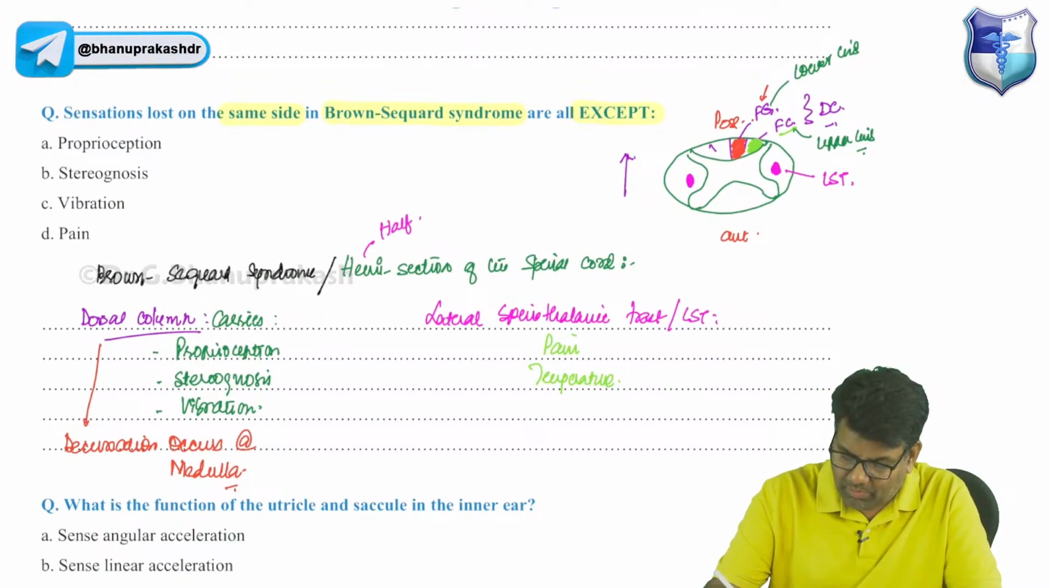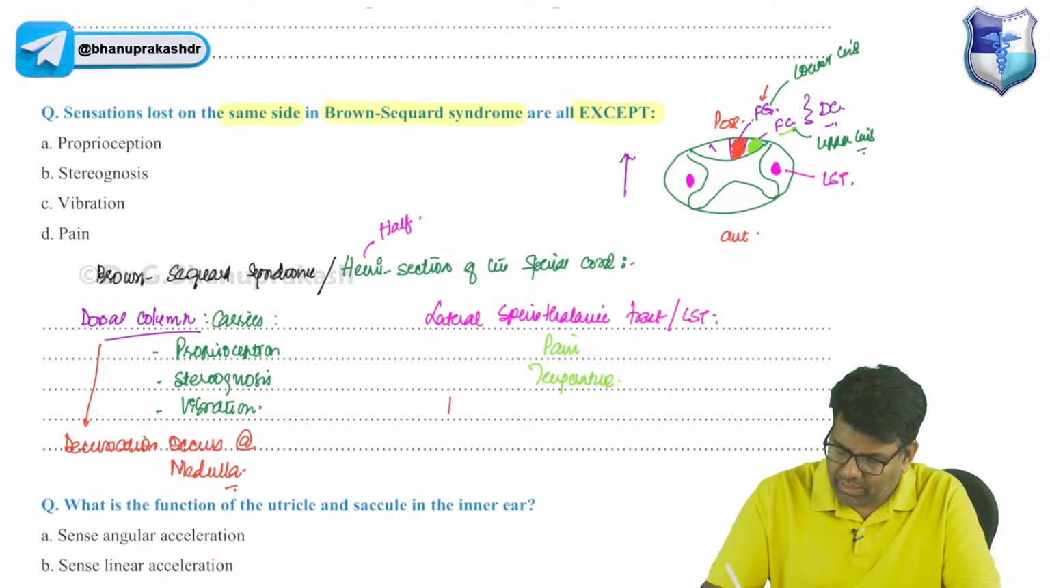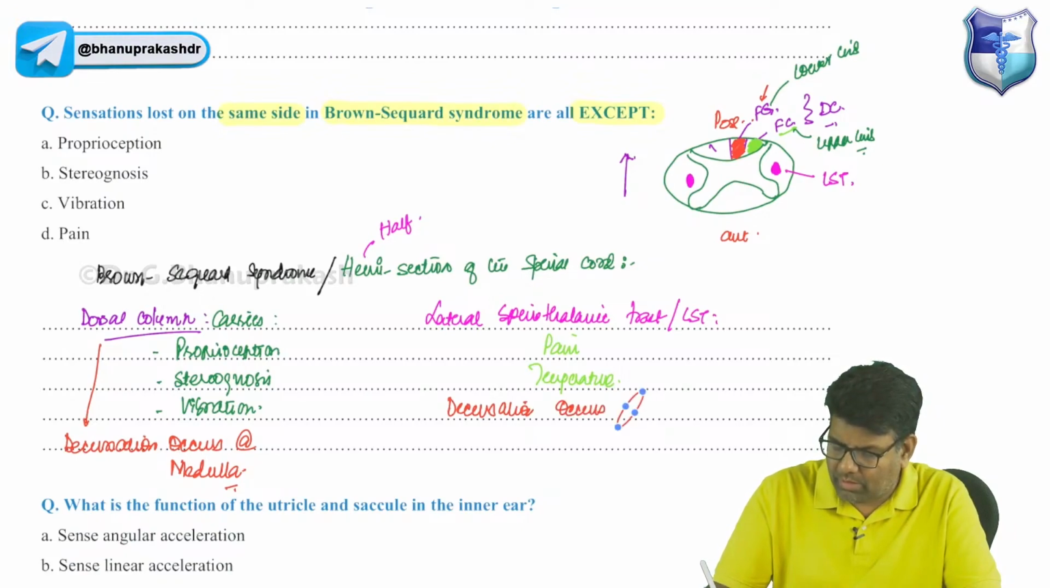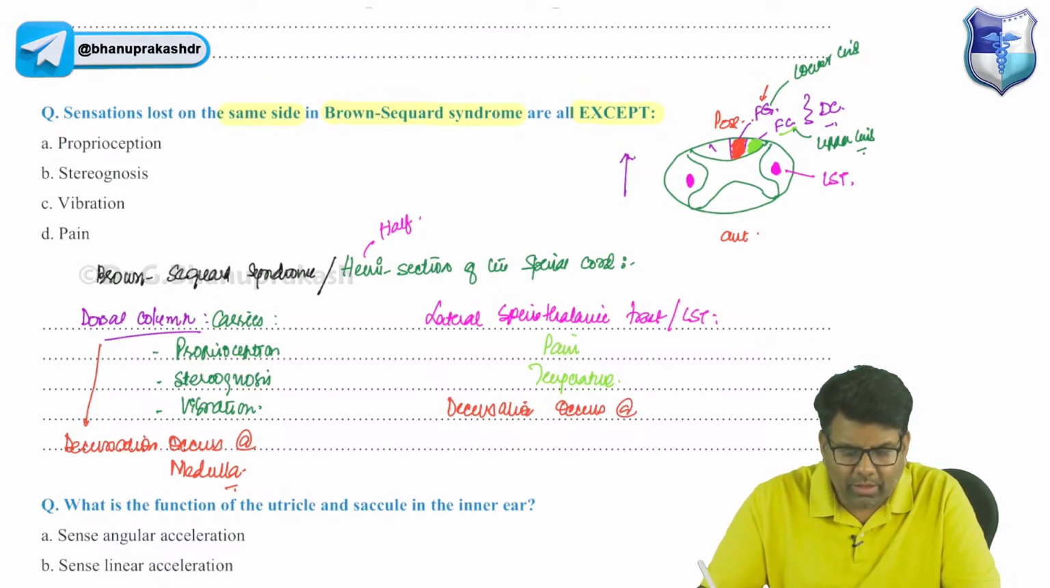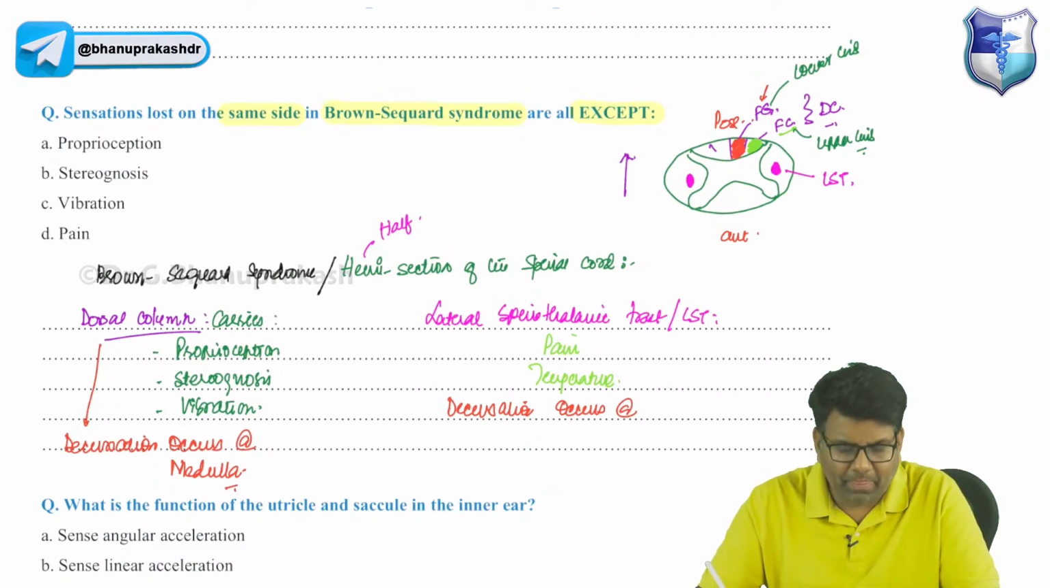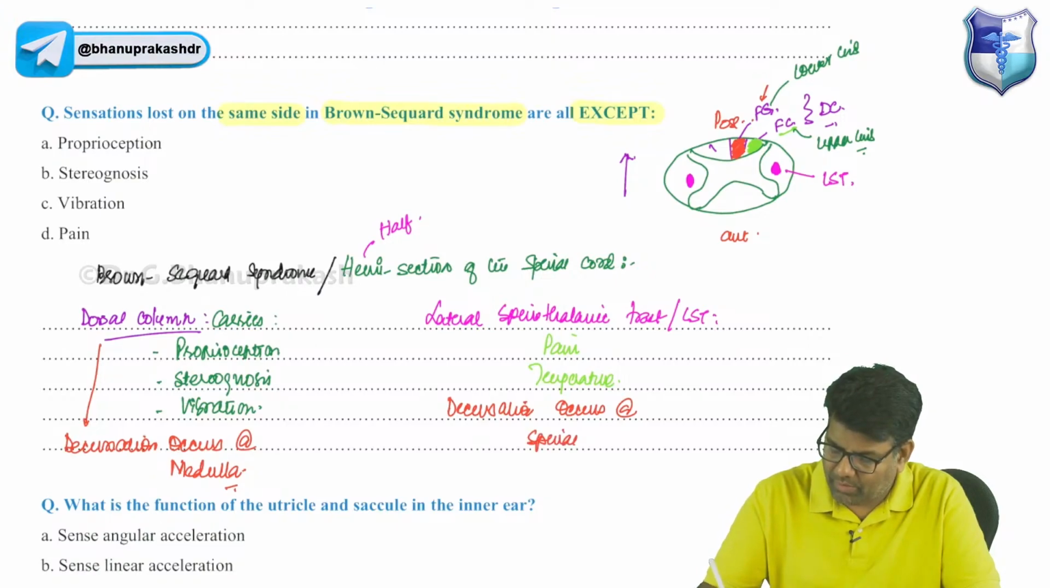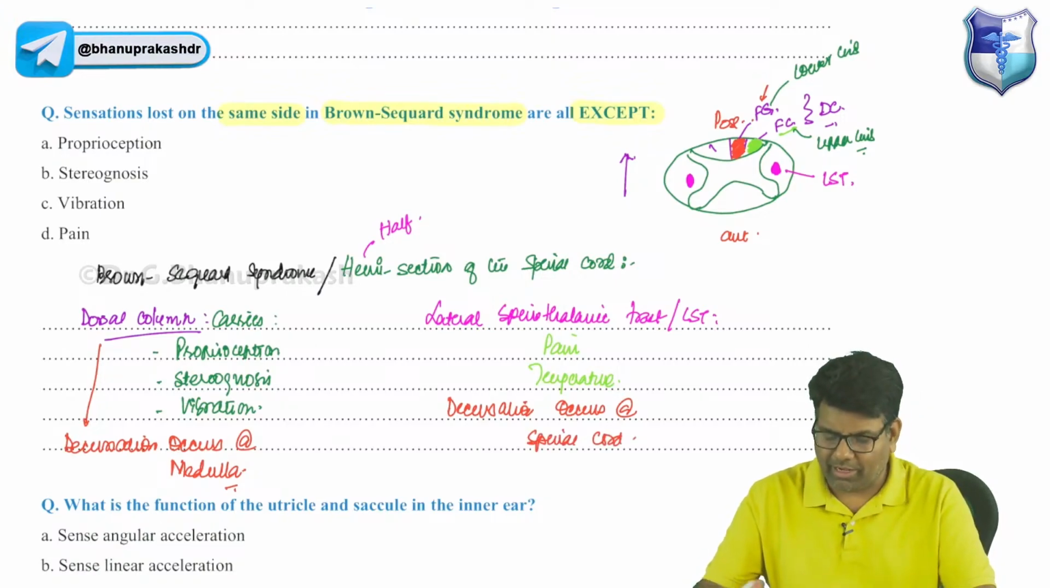And now, an even more important thing is the decussation or crossing over. What is the point of decussation of the lateral spinothalamic tract? Where do we see decussation? Very good. It is at the level of the spinal cord only. Clear?